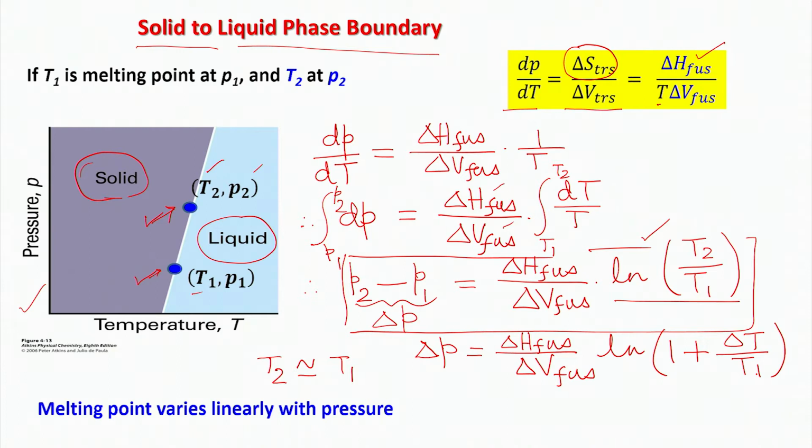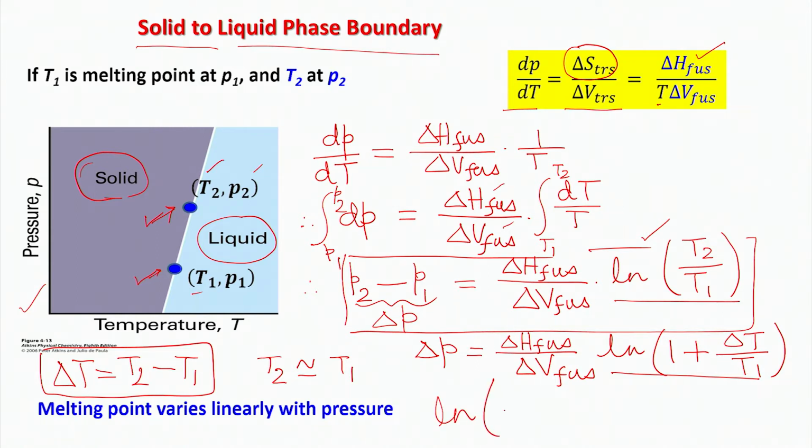Here I am using as delta T the small quantity T2 minus T1. If that is so, then what can I do for delta T nearly equal to 0? I can say that this quantity is now going to be approximately equal to ln 1 plus delta T by T1, which would be approximately equal to delta T by T1.